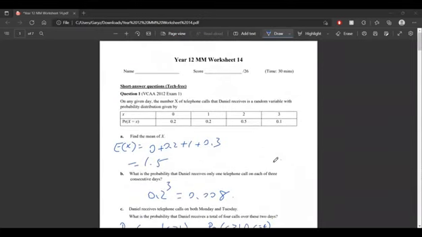So the first question, we're looking for the mean of x, in other words, the expected value of x. So we just do x times P(X = x). So 0 times 0.2 plus 1 times 0.2 plus 2 times 0.5 plus 3 times 0.1 gives us 1.5.